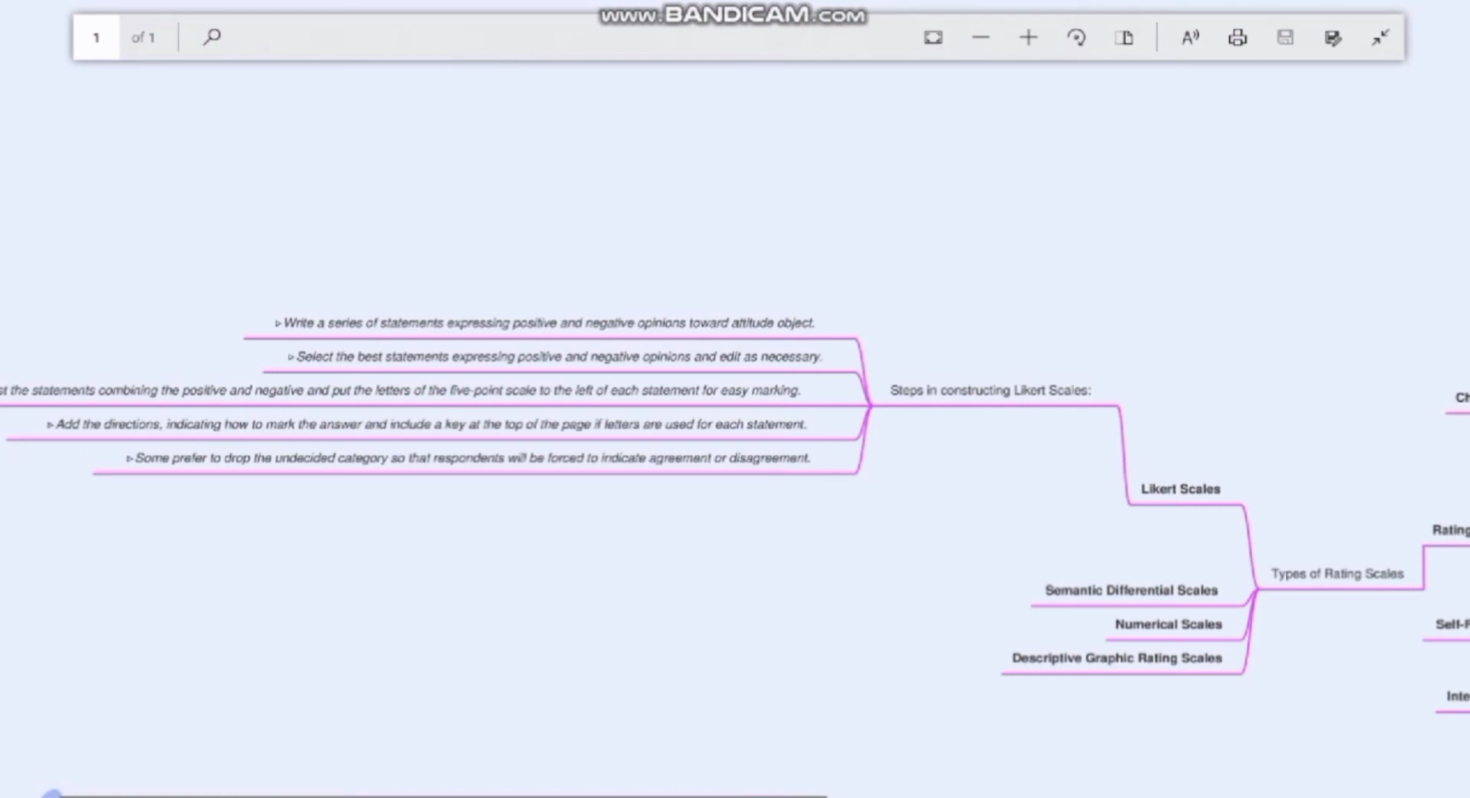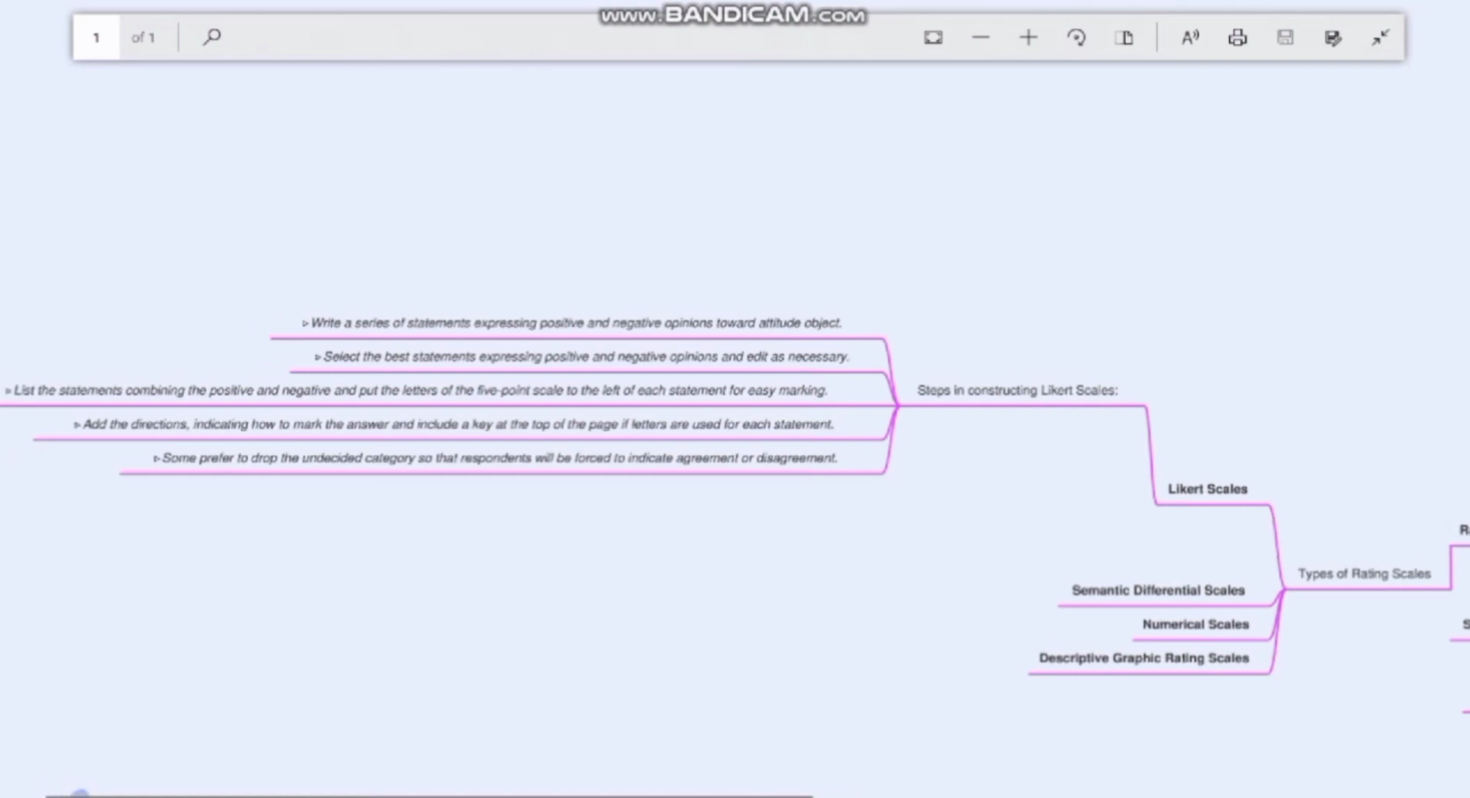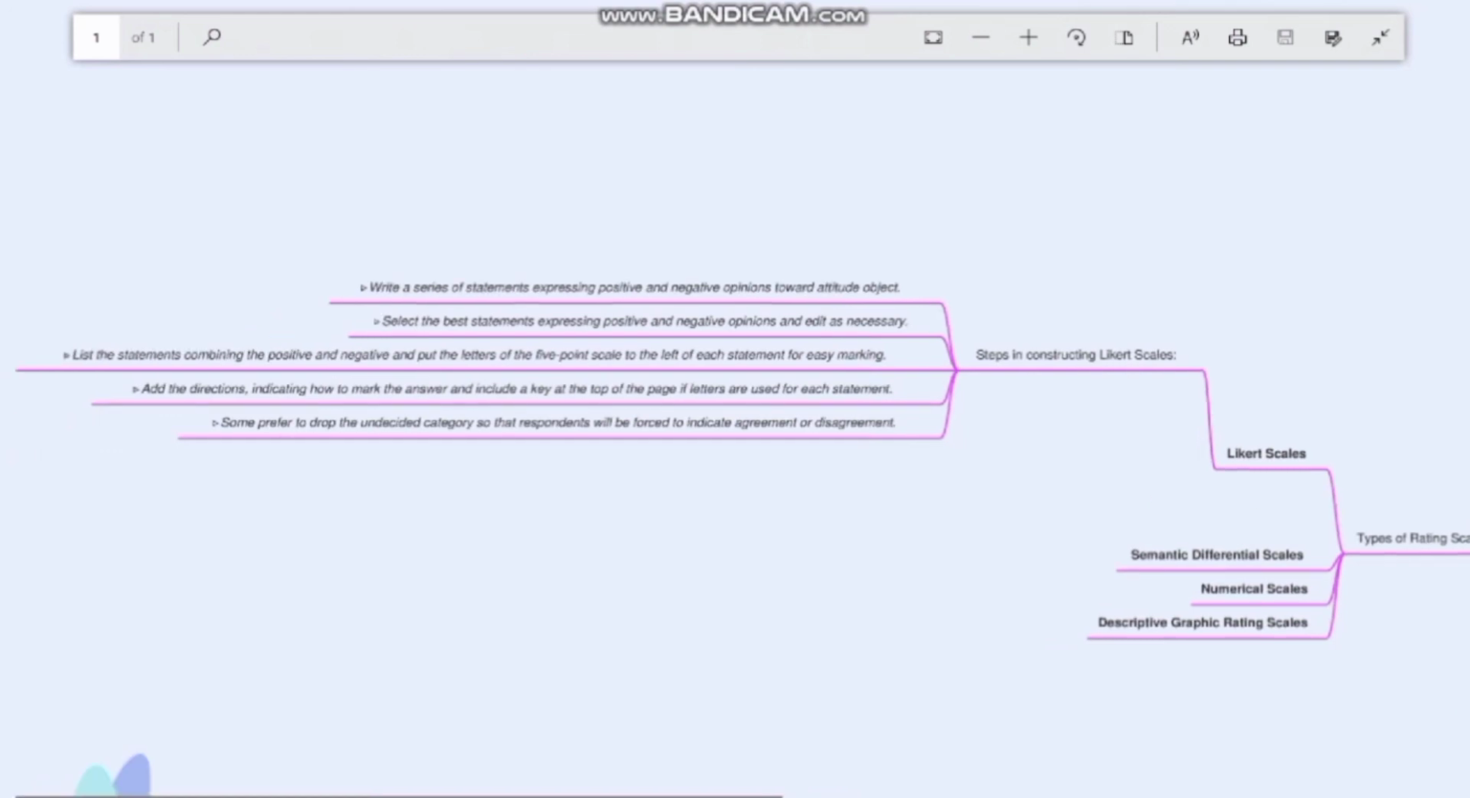Second, select the best statements expressing positive and negative opinions and edit as necessary. Third, list the statements combining the positive and negative and put the letters of the 5-point scale to the left of each statement for easy marking. Fourth, add the directions indicating how to mark the answer and include a key at the top of the page if letters are used for each statement. And the last step is, some may prefer to drop the undecided category so that respondents will be forced to indicate agreement or disagreement.